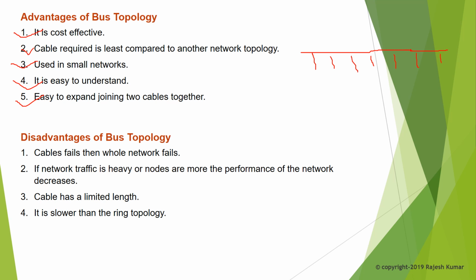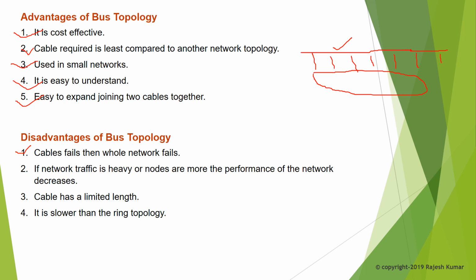Now let's discuss the disadvantages of the same. The first disadvantage is the single point of failure. That means all the computers are connected with each other using a single cable. If this cable fails, the entire network will not be able to communicate with each other. So we have a single point of failure.